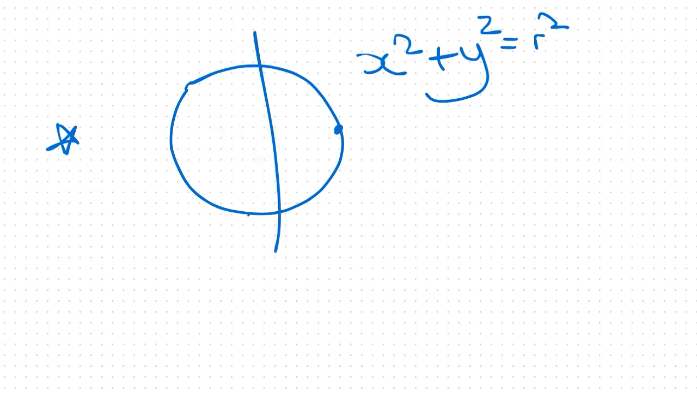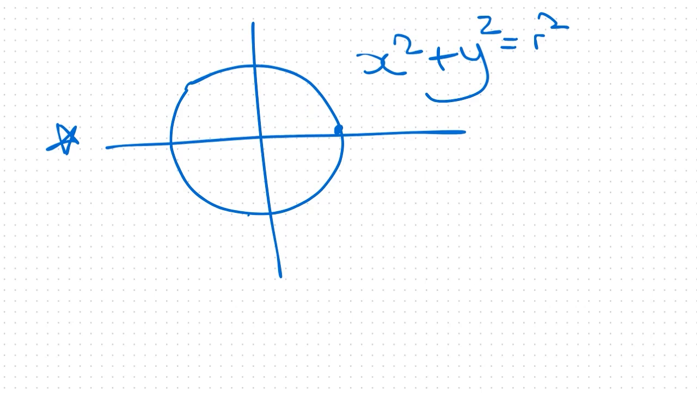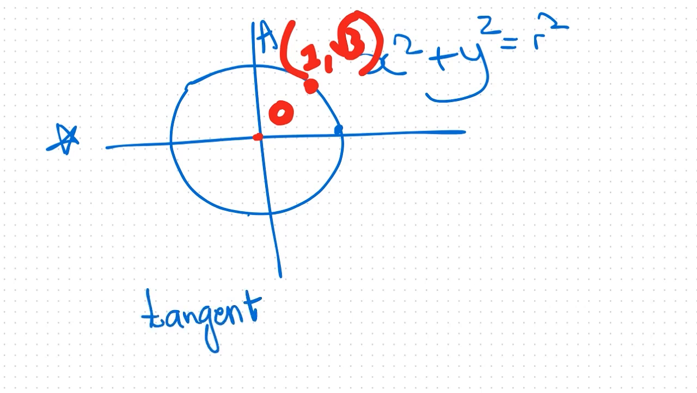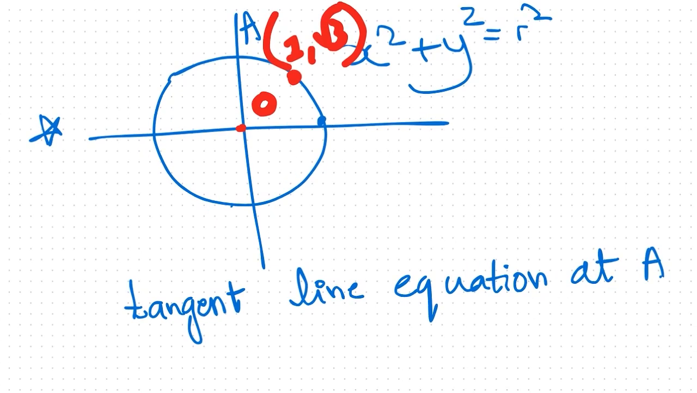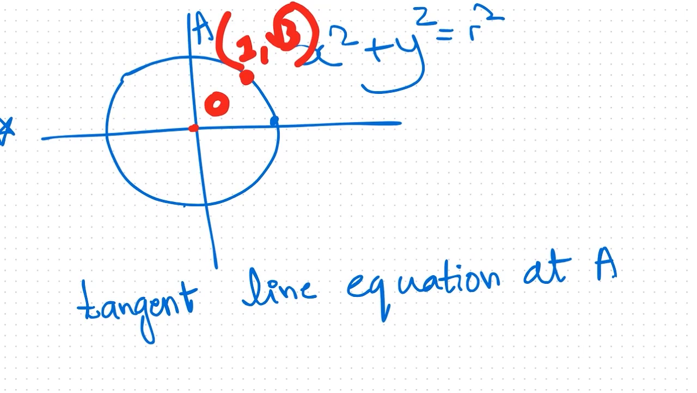So then let's say the center is at the origin like this. That is totally the center. Let's say there's a point here, 1 comma root 3. Draw the tangent line at point A, 1 comma root 3. What is the tangent line equation at point A? How do we do that? This is 0, 0, and to get from this, it is 1 and root 3. So the tangent is perpendicular to this line. Tangent will be something like this.